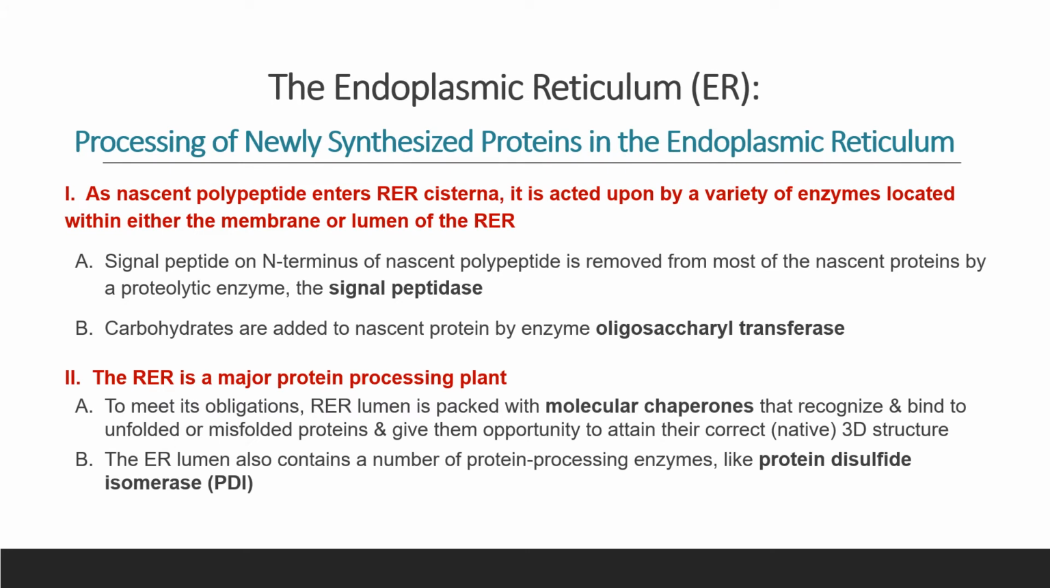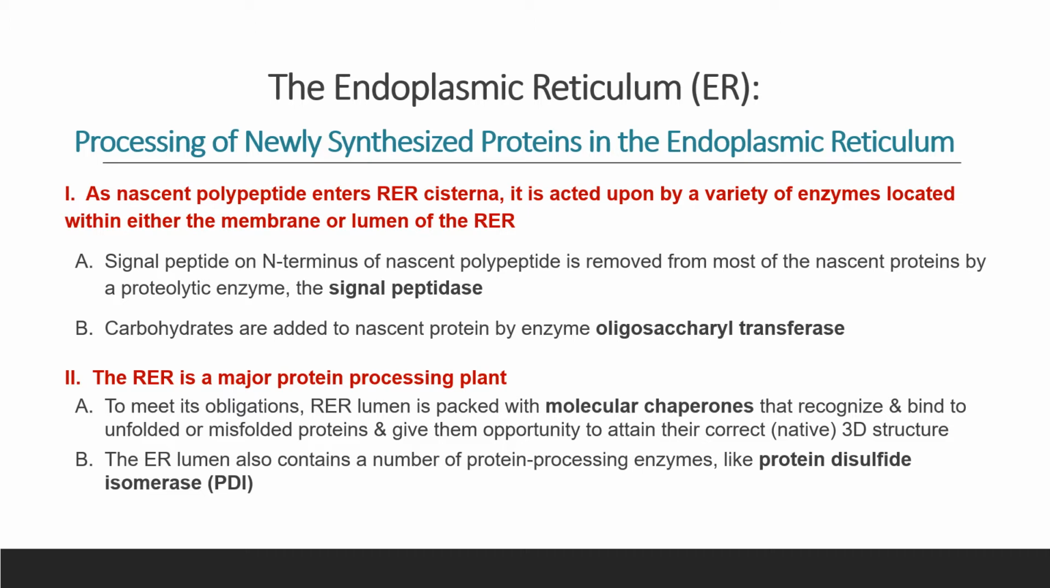So, processing of the newly synthesized proteins in the ER: as the nascent polypeptide enters the rough endoplasmic cisterna, it is acted upon by a variety of enzymes located within either the membrane or lumen of the rough endoplasmic reticulum. The signal peptide on the N-terminus of the nascent polypeptide is removed from most nascent proteins by a proteolytic enzyme called the signal peptidase, and carbohydrates are added to the nascent protein by the enzyme oligosaccharyl transferase. So the RER is a major protein processing plant.